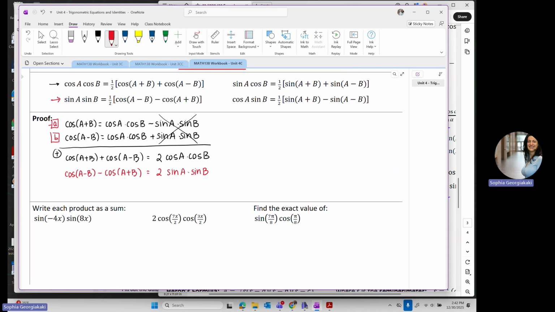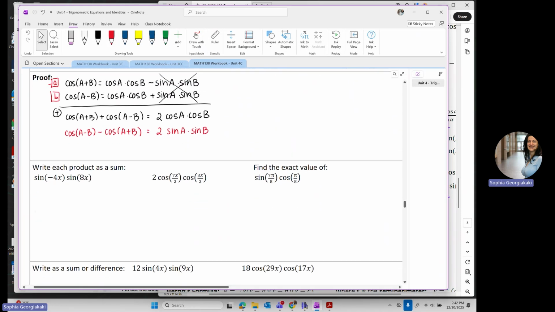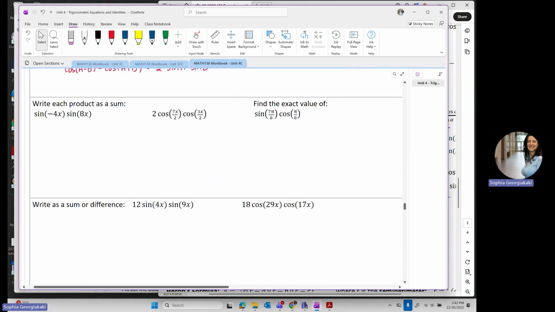You can also read the book or watch more videos if you are not sure how to do it by now. But I can use this to write each product as a sum. So I'm going to go in my formula packet. I'm looking for a sine of A, with A being negative 4x, times the sine of B, with B being 8x.